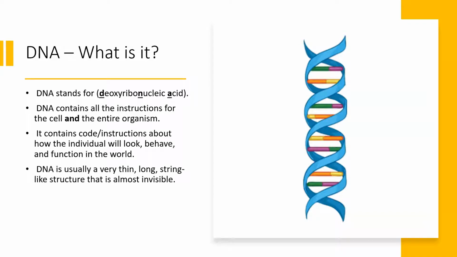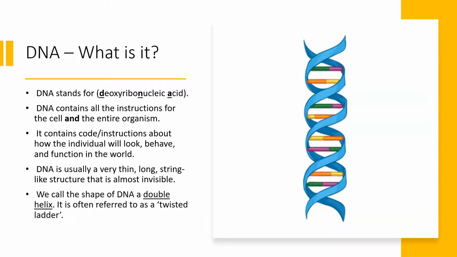DNA is usually a very, very thin, long, string-like structure that is almost invisible. We call the shape of the DNA a double helix, and you've probably heard this and seen diagrams of it on the slide. It's often referred to as a twisted ladder, that double helix. The structure of our DNA. Why does it have that double helix? Why does it look like that twisted ladder?